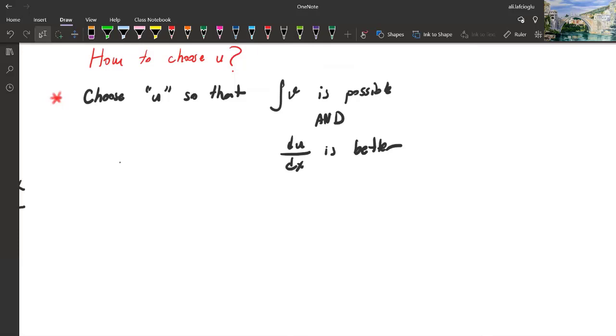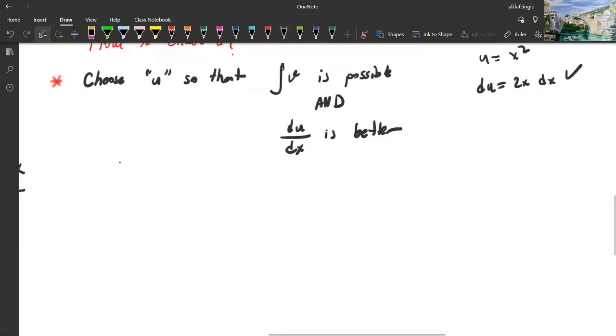It should be better. If u is the x squared function, when you take the derivative of x squared, you get 2x. Oh, it's better. It seems okay because you got a better function. It was x squared, now 2x. It means, yes, it may be u. That's a good option. And there is one more thing. I think this one will help you a lot.